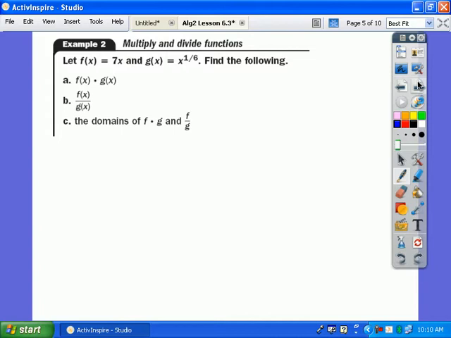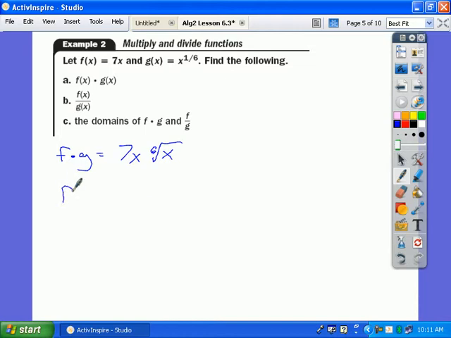So they want us to do f times g. All right, so they define f as 7x, f times g, and so this is 7x times x to the 1/6. So I'm going to write this as the 6th root of x, just so we see it here. And try to combine these, but you don't really. Right? In fact, I would say this is a more simplified form. And that we get x to the power, just like this.